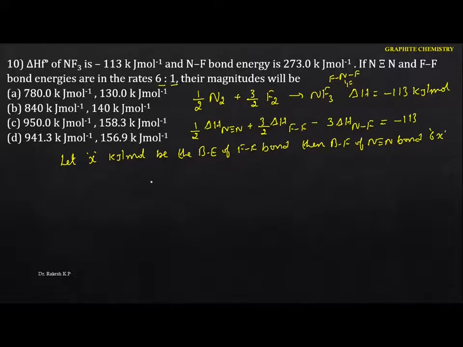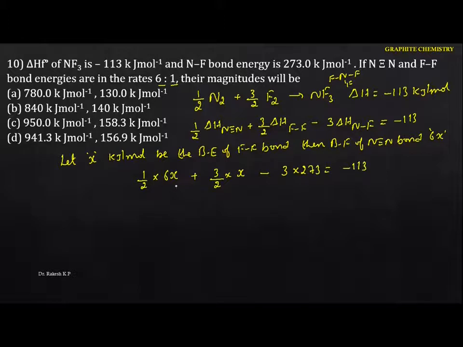Now see this one, half into nitrogen to nitrogen, so what are you going to take? That is 6x. I am going to write half into 6x plus 3/2 for the fluorine to fluorine. What is the value they have given? That is x, so into x. The next thing is minus. I am going to take this value, already they have given nitrogen to fluorine, that value becomes 273, which is equal to minus 113.